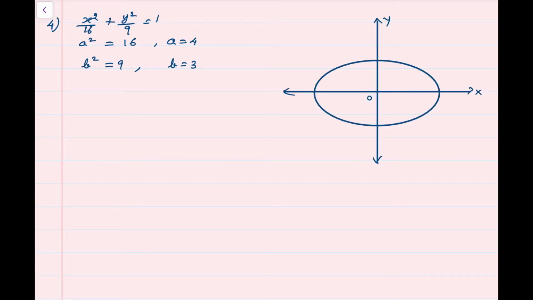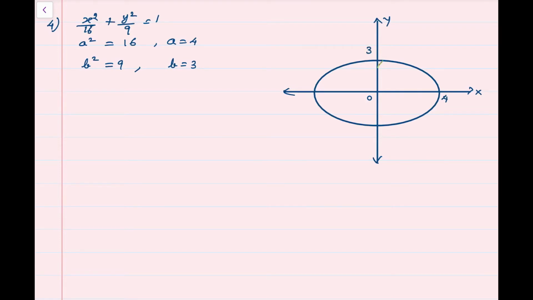Question number 4. Find the area of the region bounded by the ellipse x square divided by 16 plus y square divided by 9 is equal to 1. a square is the bigger number, which is 16. Therefore, a is 4. b square is 9. b is 3. This is the first type of ellipse. Major axis is along the x-axis. a is 4, b is 3.